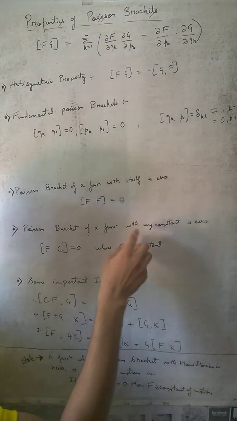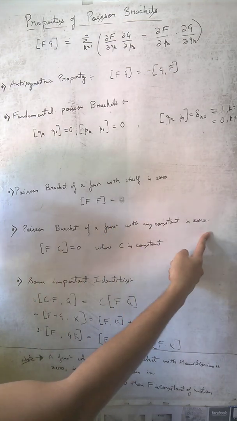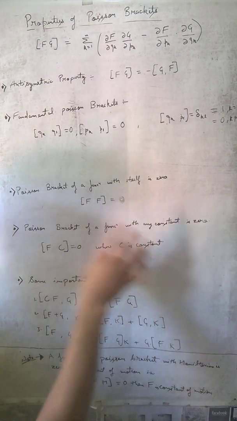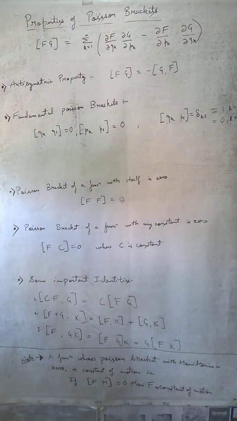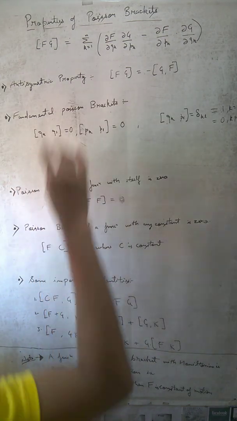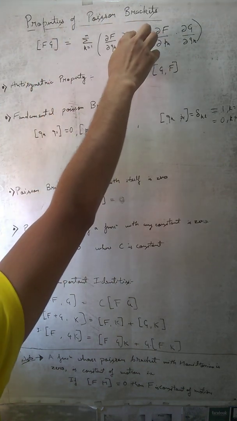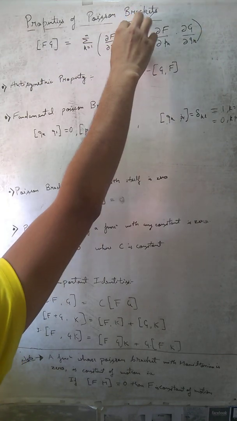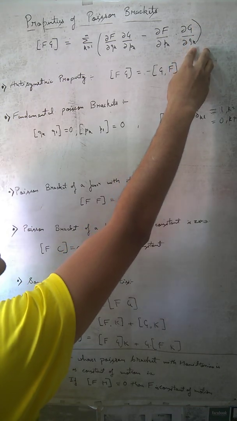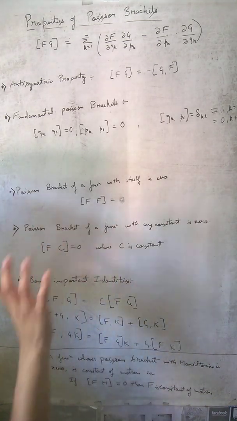Next, the Poisson bracket of a function with any constant is 0. It means the Poisson bracket of a function with any constant c, suppose c is a constant, then the Poisson bracket of any function f with c is equal to 0. We can prove this by substituting g equal to c. Then this partial derivative will be 0, this partial derivative again becomes 0, and 0 minus 0 means 0. We can verify this property easily.